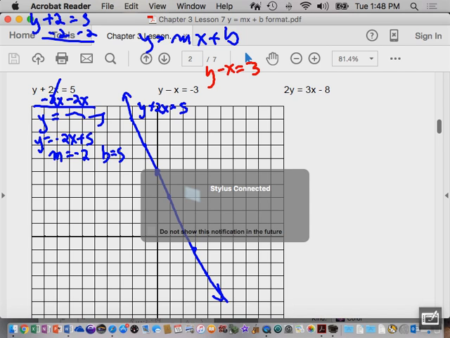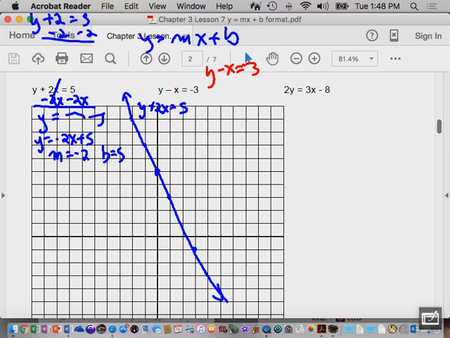Y minus x equals -3. Add x to both sides, get that y by itself. Y equals x minus 3. What's the slope, everybody? What number's in front of that x? 1. And what's the y-intercept? -3. So I begin here at -3, up 1 over 1.